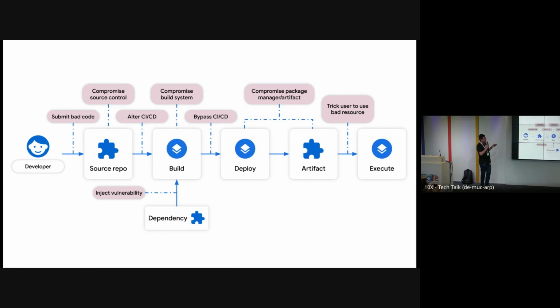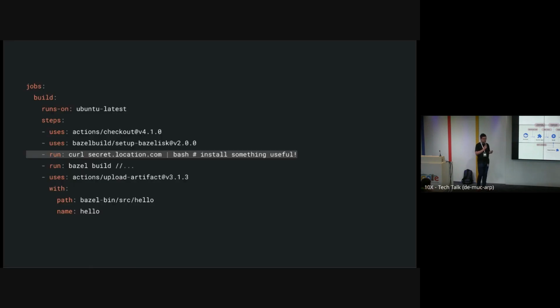Like you can see in this diagram, Alice could, by mistake, submit bad code, or a dependency might be vulnerable, or an attacker can actually compromise the build process and alter the CI/CD, and so on. And this is actually something that happens. And this is an example.